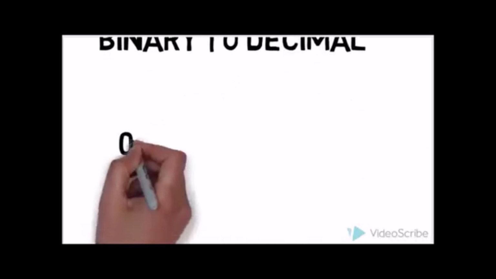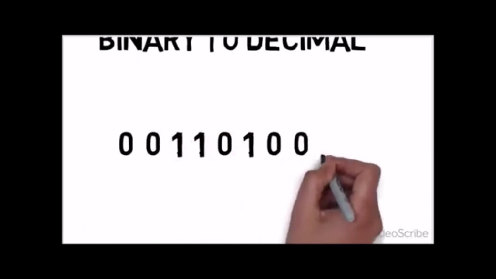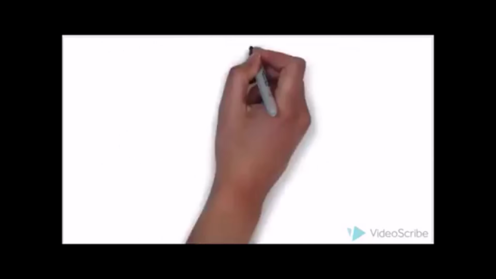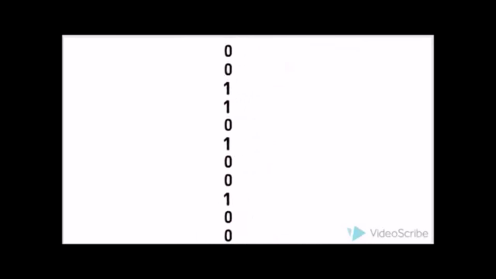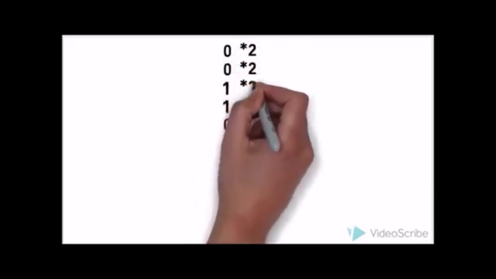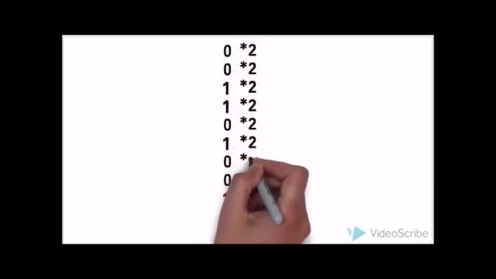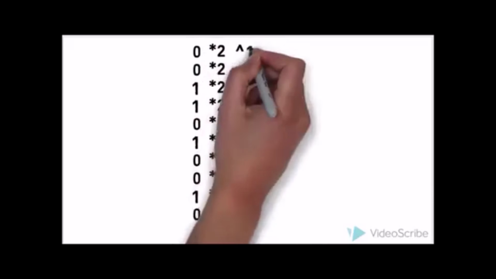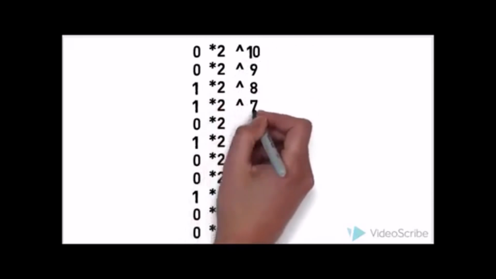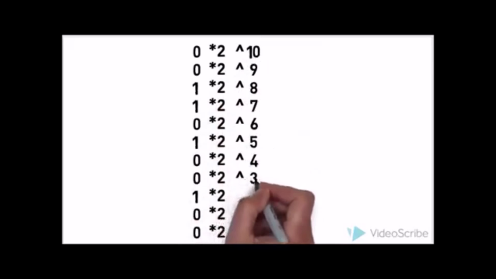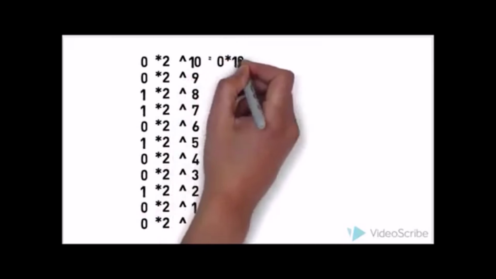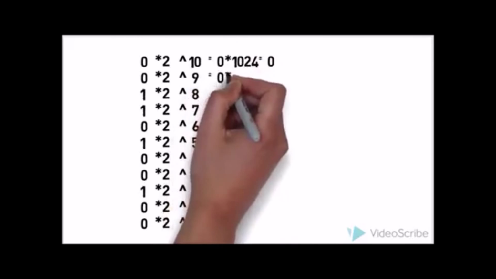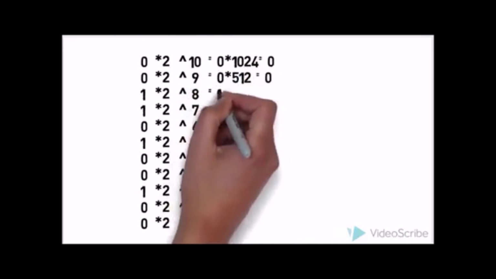First, the binary to decimal. This is our binary number. We want to turn it to a decimal number. For me, it's easier to put the number like this. Then we have to multiply it by times 2. And these ones are going to be to the power in a straight order. For example, we start from right to left and we start from 0 until we finish. Then we do the multiplication.